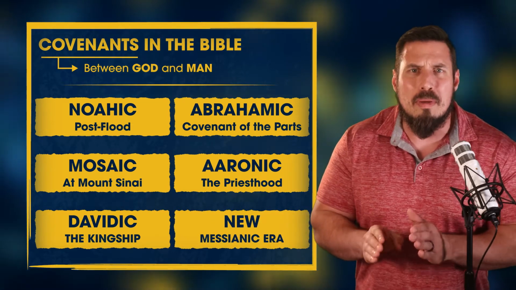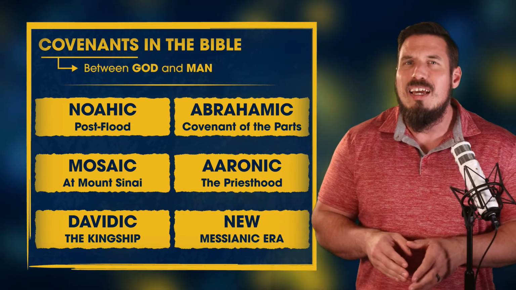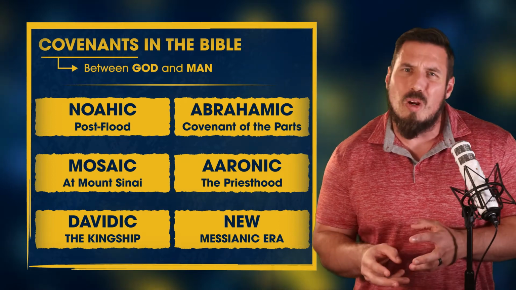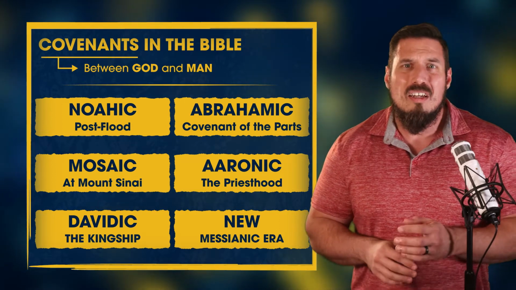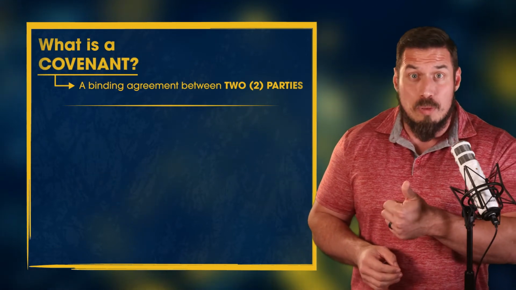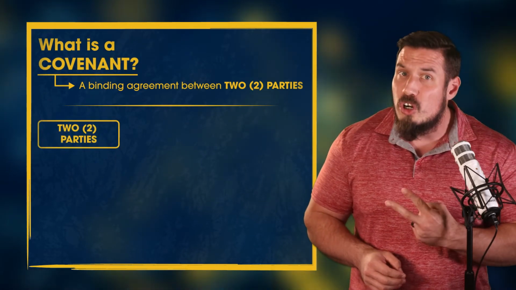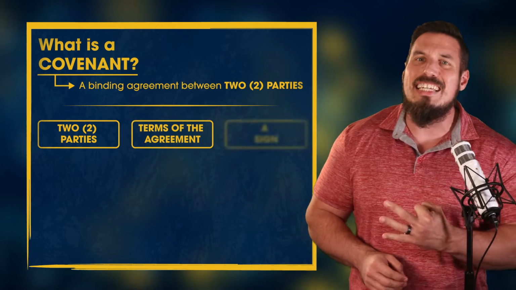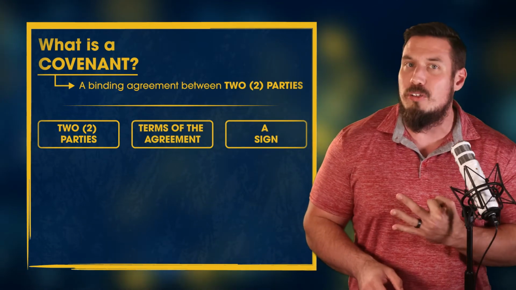But let's zoom in a bit on this Noahic covenant and see how this thing is constructed and see how this works. Like we said earlier, we need to answer three main questions. Who are the parties involved? What are the terms of the agreement? And what is the sign that the agreement is being kept and upheld?